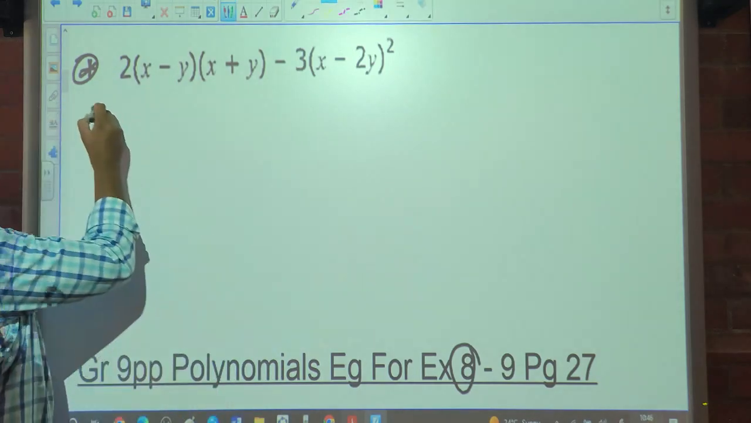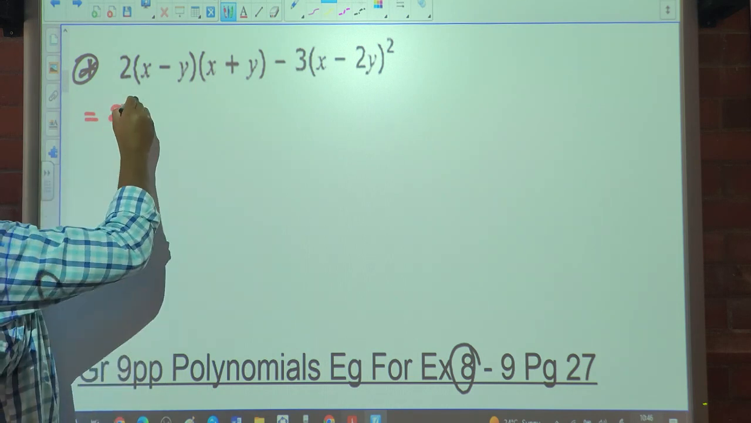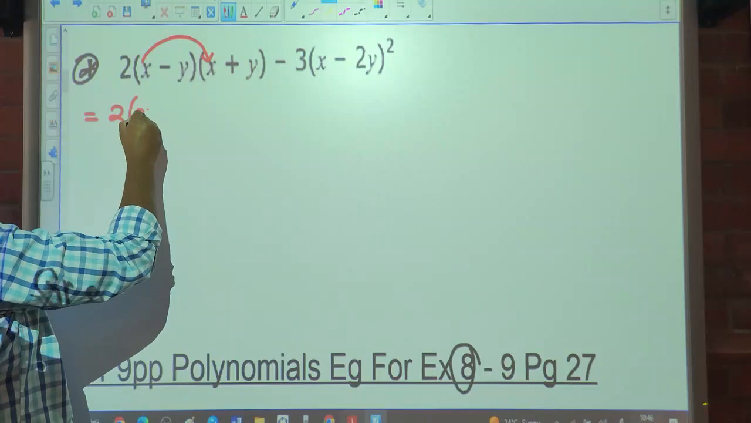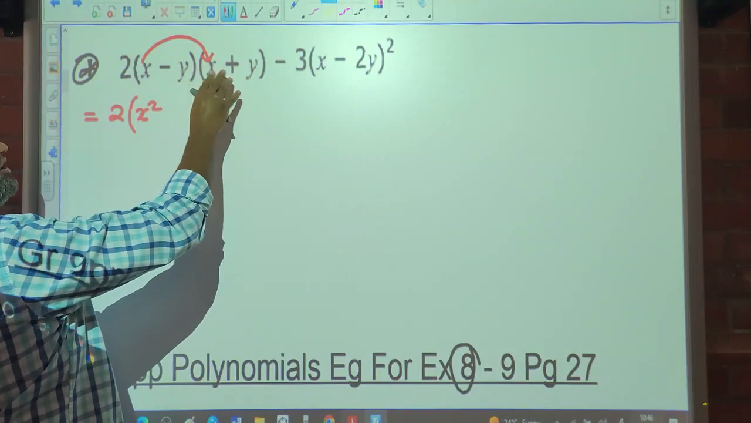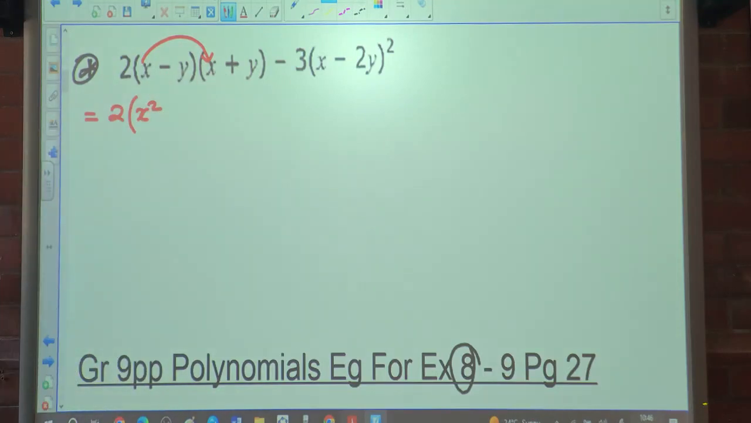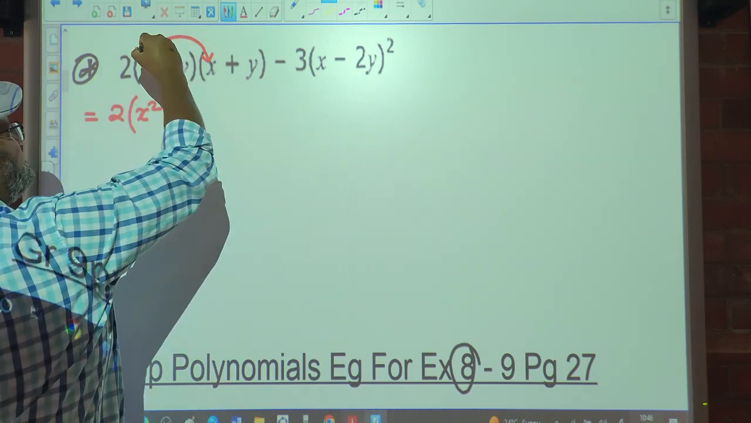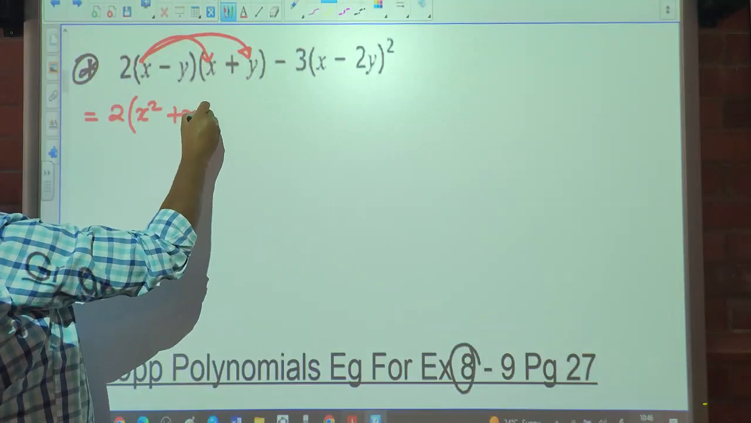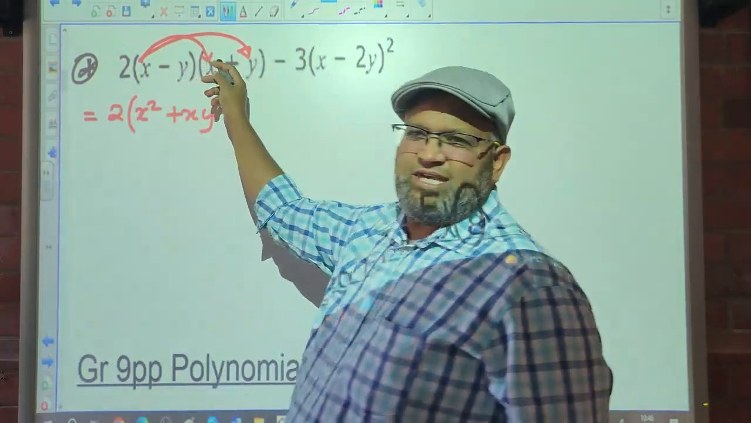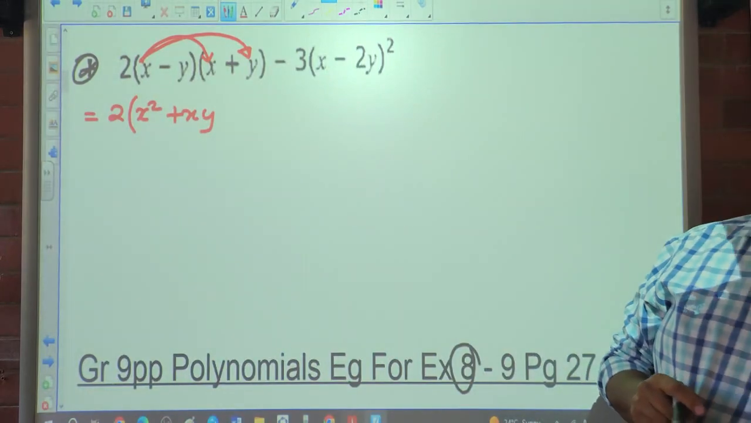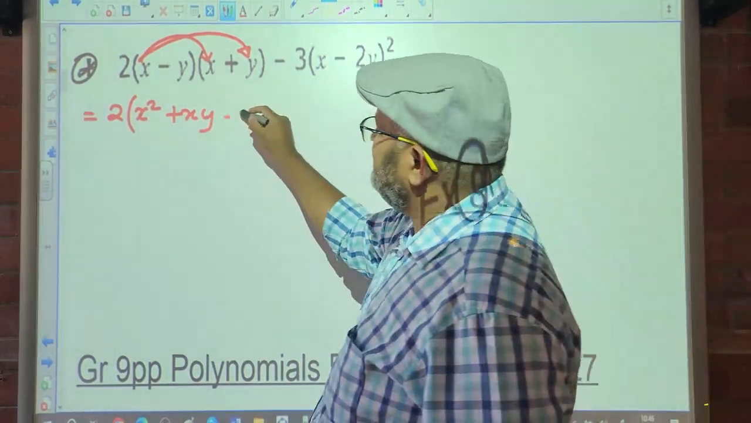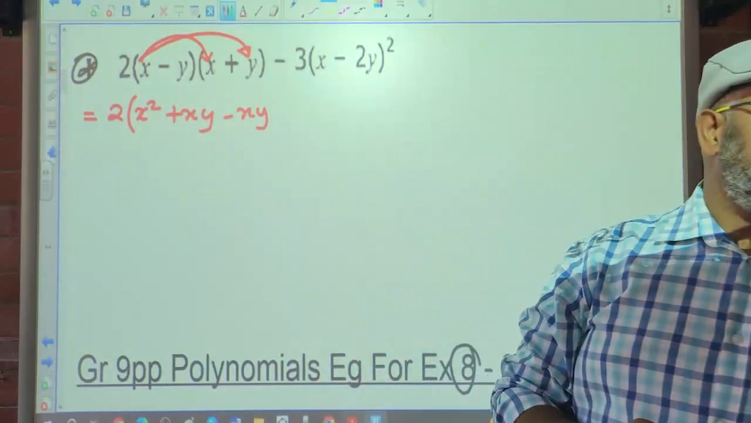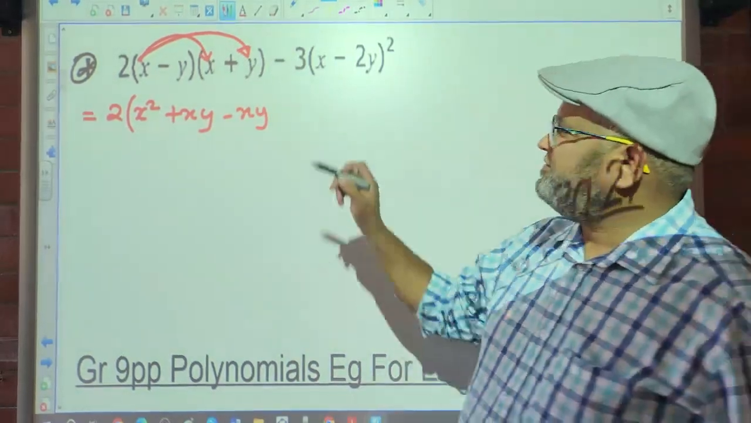Not so. So that will simply be 2 into x multiplied by x squared. There's also what we call the conjugate pair, but for now, just multiply it out. So x times x is x squared. X times y is positive xy. Negative y times x is what? Negative xy. What's negative y times positive y? Negative y squared.